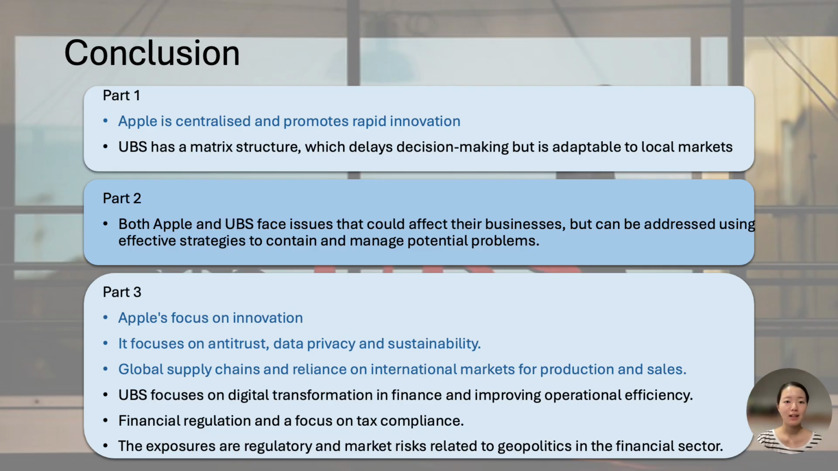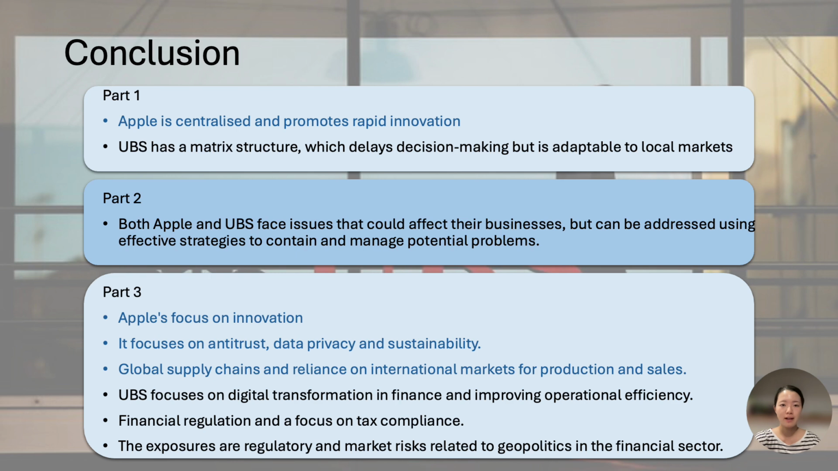Finally, I will summarize the main points of this presentation. The first part explained that Apple's centralized strategy promotes rapid innovation, while UBS's matrix structure allows adaptation to local markets at the expense of decision-making delays.